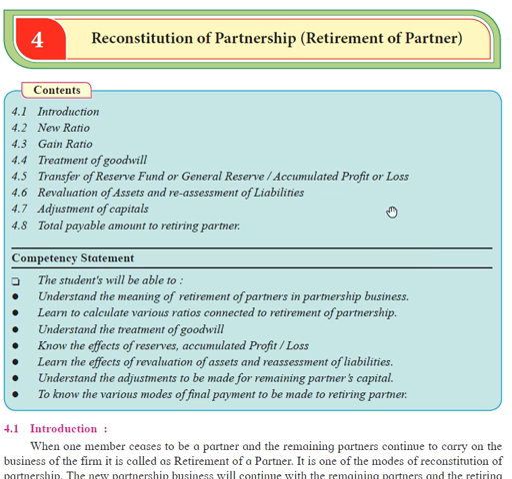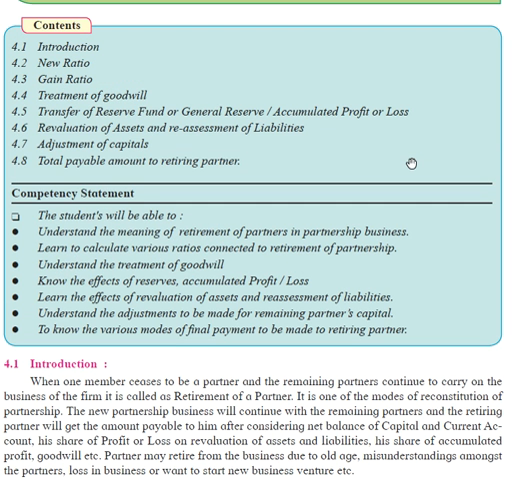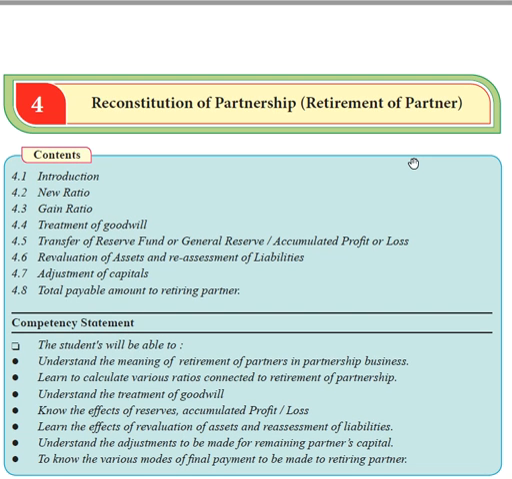So in this chapter we are going to study the introduction, the new ratio and how to find the new ratio and gain ratio, treatment of goodwill and transfer of reserve fund and general reserves, accumulated profit or loss, and revaluation of assets and reassessment of liabilities, adjustments of capitals, and total payable amount to the retiring partner. So these are the contents we are going to study in the retirement of a partner.